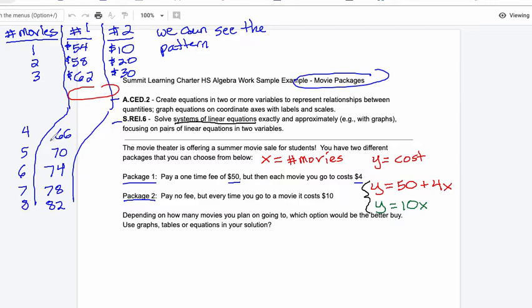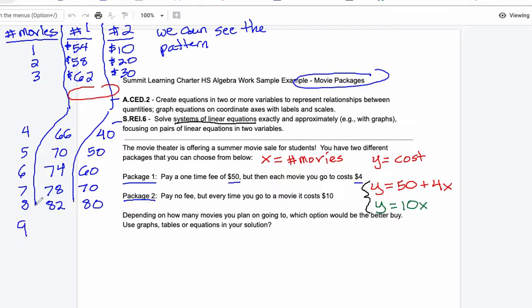Let's keep doing it for package 2. Package 2 was just 4 times 10, right? $10 for every movie, so 4 movies is going to be $40. 5 movies is going to be $50. 6 movies is going to be $60, $70, $80, and look at that, they're getting pretty close, right? If I go to 8 movies, package 1 costs $82 and package 2 costs $80, so package 2 is still cheaper. But now let's look at 9 movies.